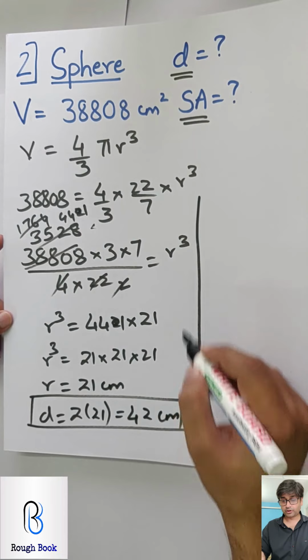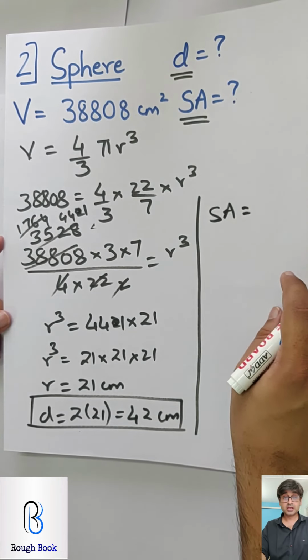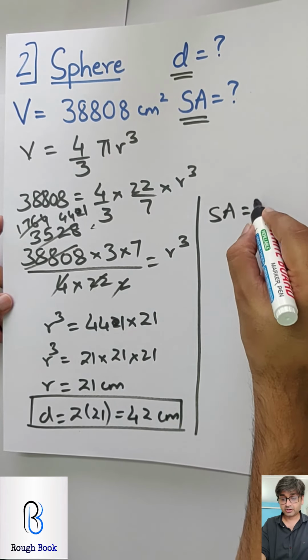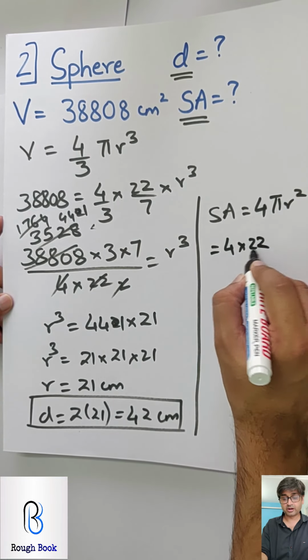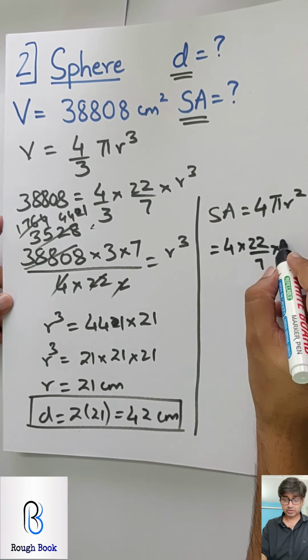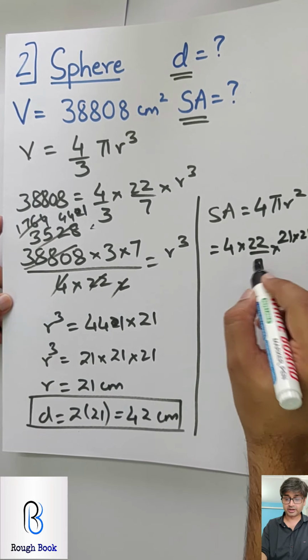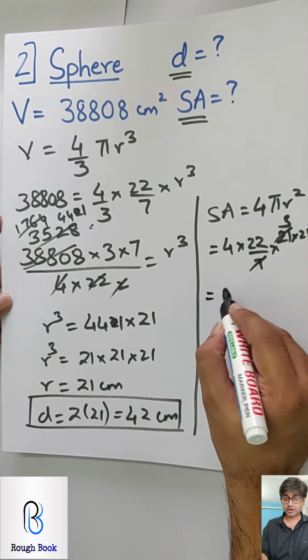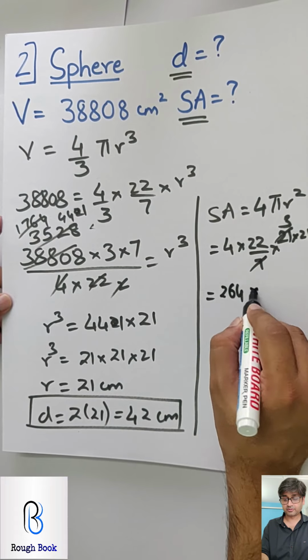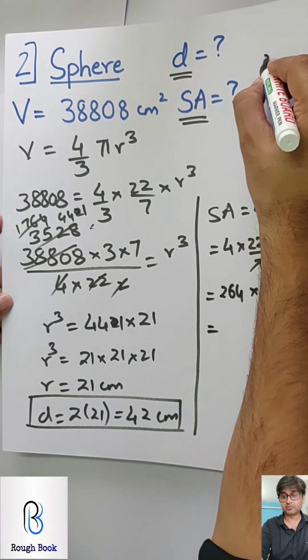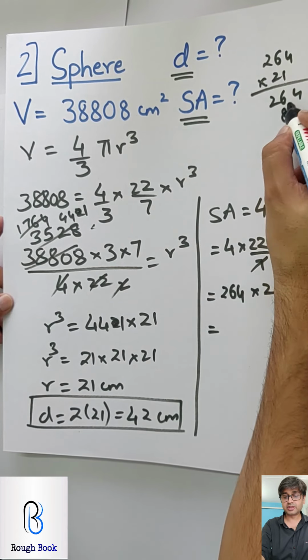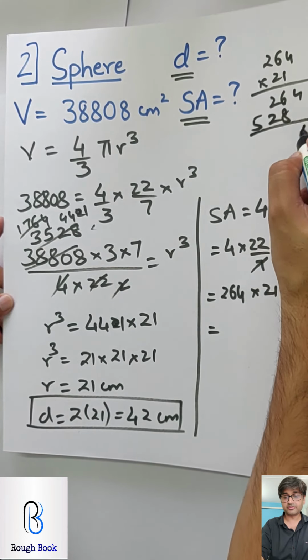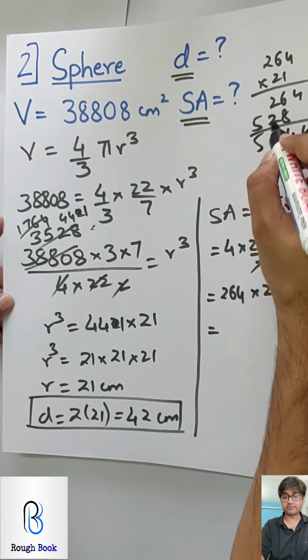Now for the second part, what you need is the surface area. So formula please. Very good. 4 pi r square. 4 times the area of a circle. Remember that. So radius is 21 into 21. 264 into 21 is what we'll have to multiply. So 264, 21, 462.